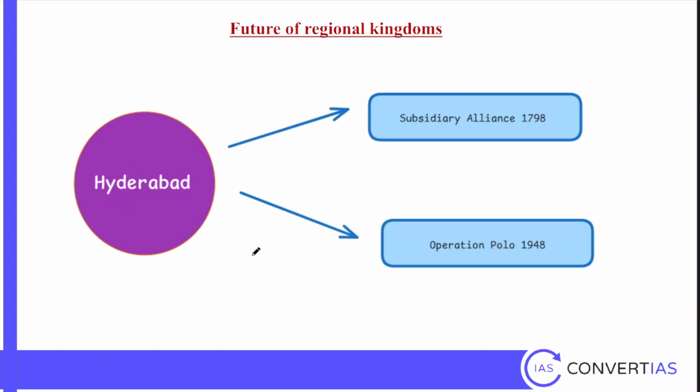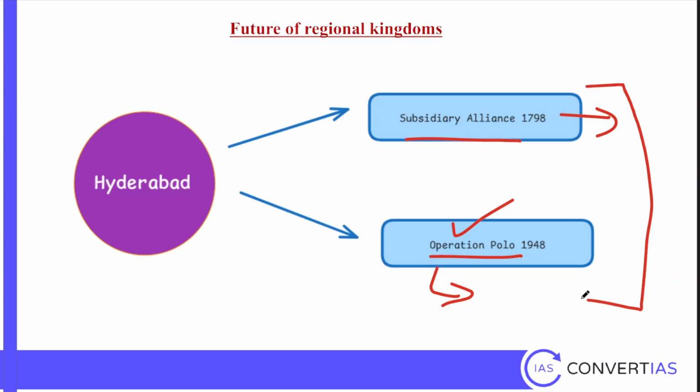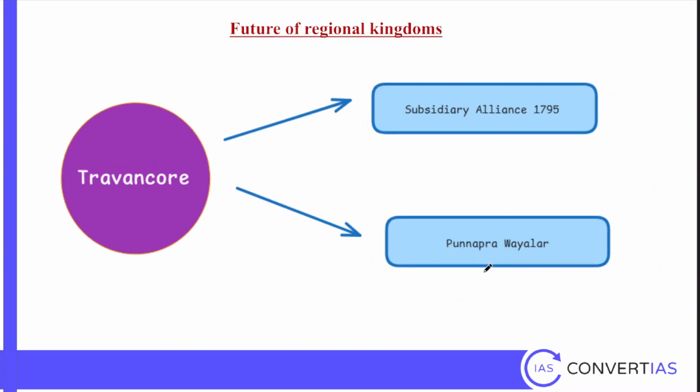Now see the regional kingdom, Hyderabad. They signed the subsidiary alliance in 1798. So they accept the sovereignty at the earliest. And they'll continue like that until 1948, when Operation Polo is initiated by the Indian government and it gets annexed to the Indian state. It was a police operation. So this is the story. They don't revolt against the British, they accept it, and which is part of the post-independence consolidation.